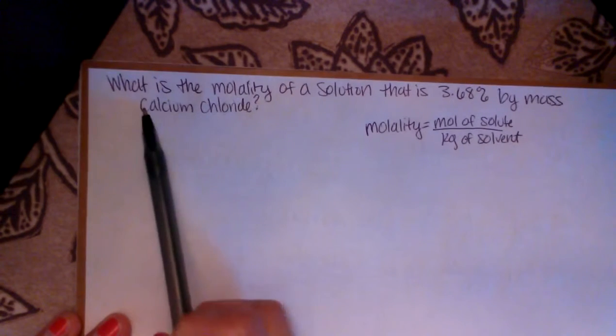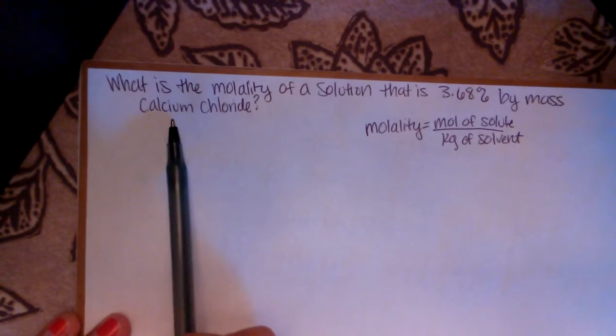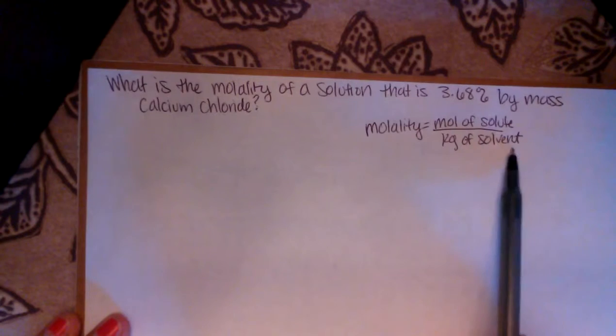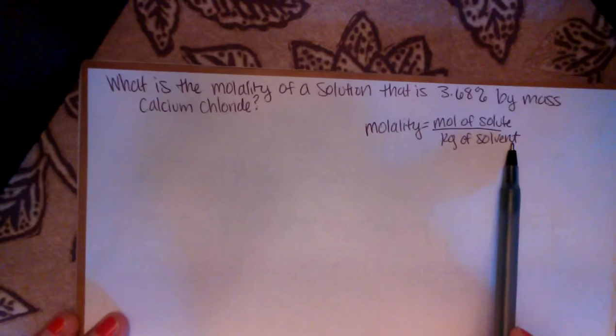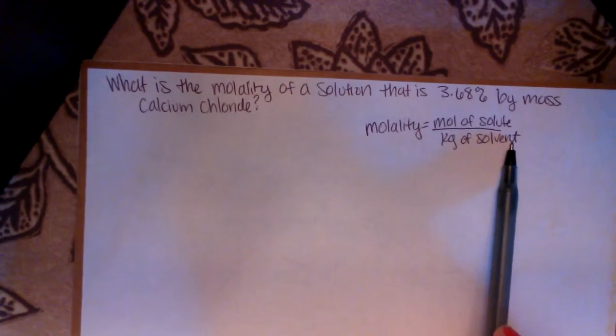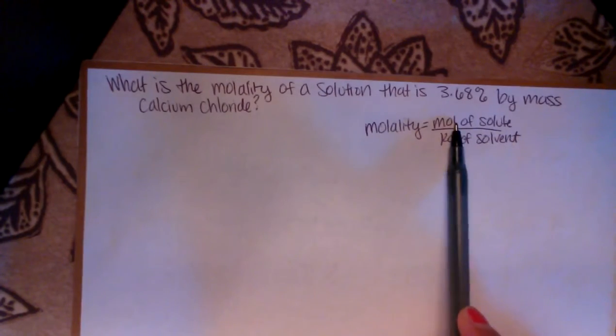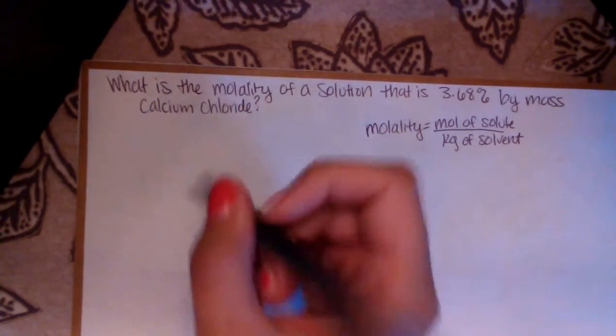Well, they're only giving you one compound here, calcium chloride. So from here you can assume that this is going to be your solute, and the rest of whatever is left over is going to be your solvent. So let's first start by calculating the moles of solute, since we know what that is. We know it's calcium chloride.